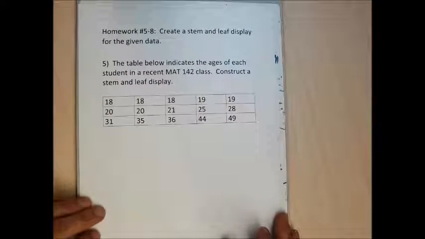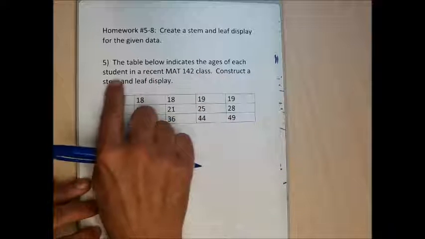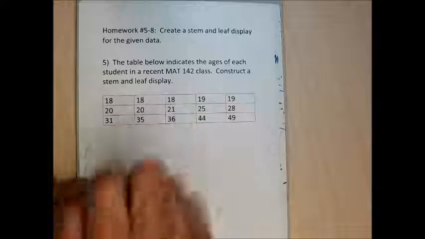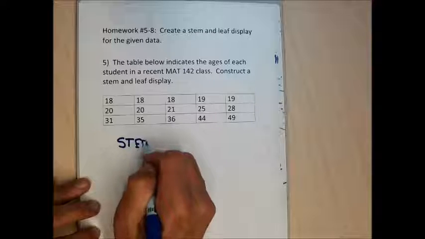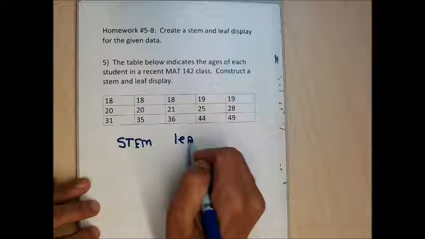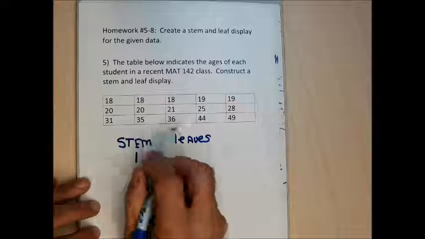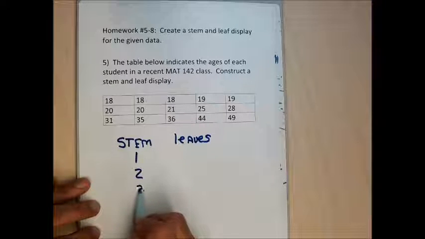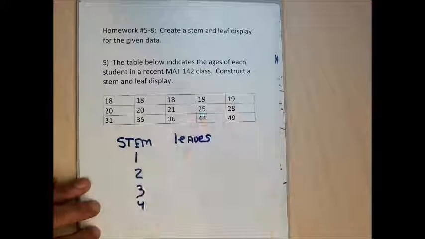All right, so homework number 5, I'll do it with you. Let's make a stem and leaf display. The table below indicates the ages of each student in a recent Math 142 class. Do a stem and leaf display. Well, I'm kind of stuck making the stems the first number and making the leaves or leaf the second number because there's only 2 digits, so I'm not going to get confused. So my stems are going to be 1s, 2s, 3s, and 4s. For the teenagers, 20-year-olds, 30-year-olds, and 40-year-olds.